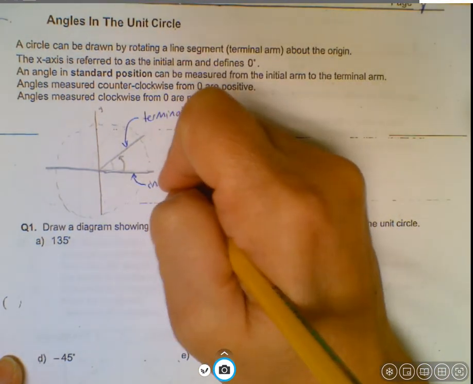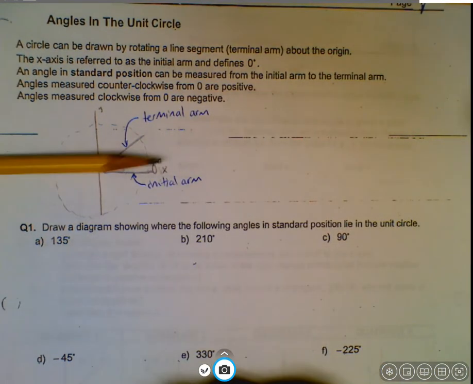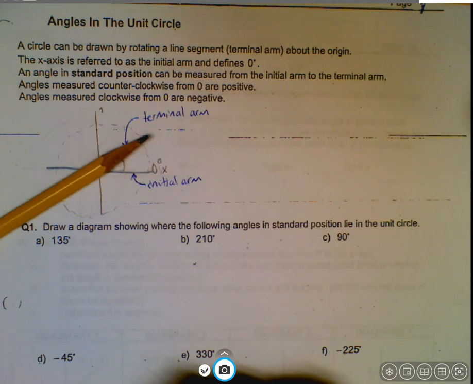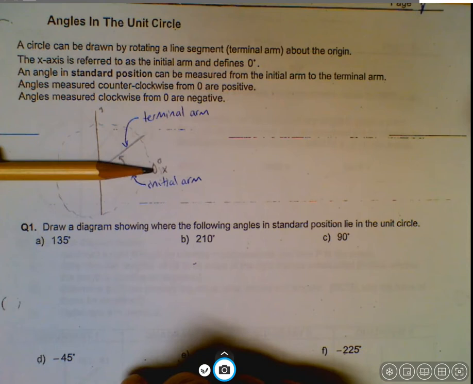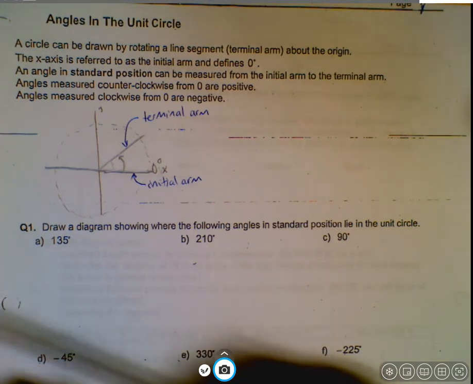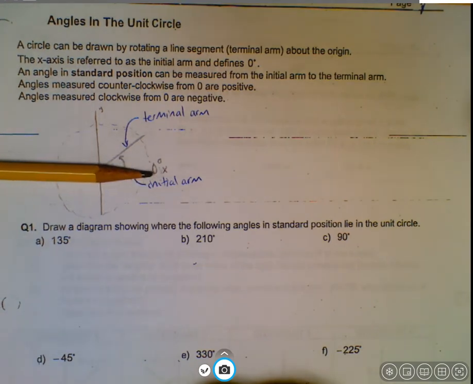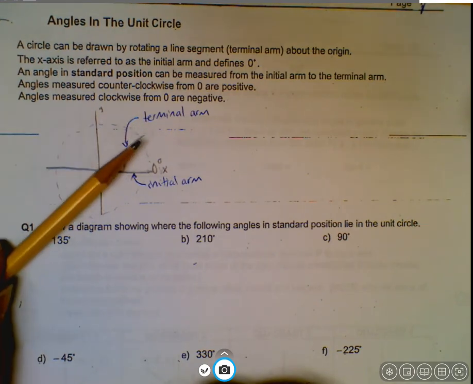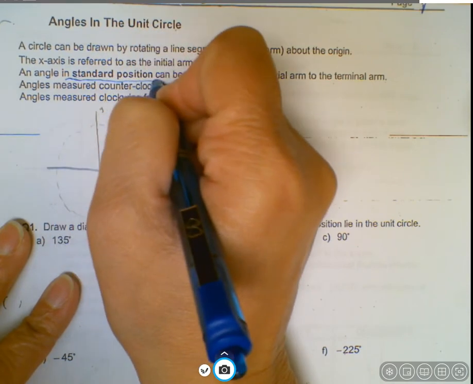Let me just move this over for a second. This here is 0 degrees. So as we measure the angle, we're going to have measurements for the angle. But if the angle was just like this, then that's 0 degrees. An angle in standard position can be measured from the initial arm to the terminal arm. So standard position means the angle is sitting like this, with the initial arm sitting on the x-axis and the terminal arm somewhere. Okay, so that is standard position. We're going to use this language a lot.